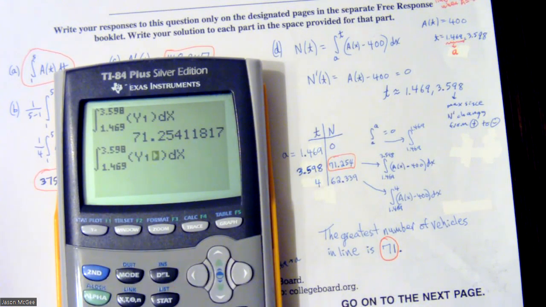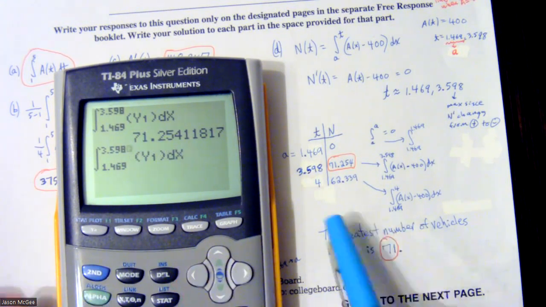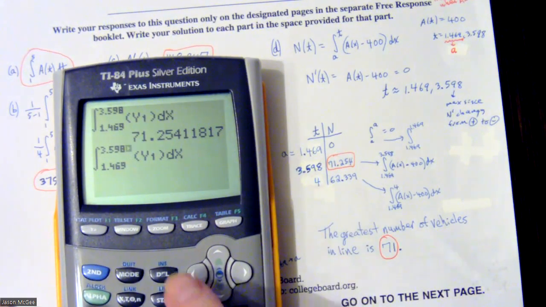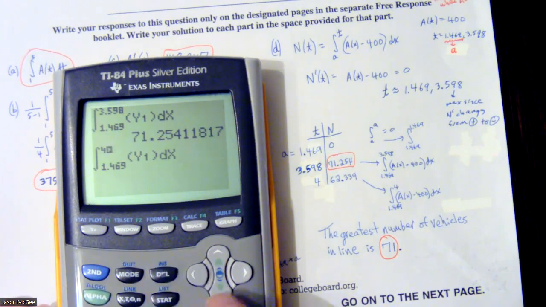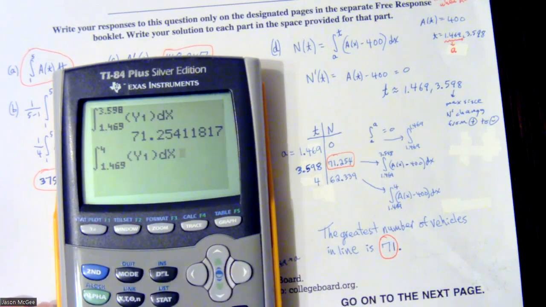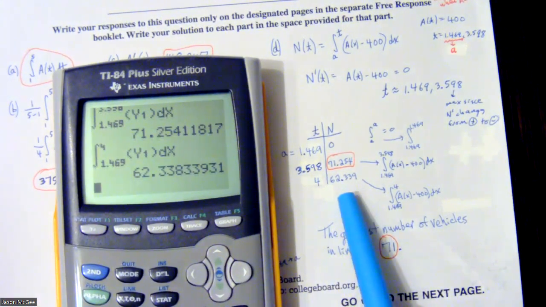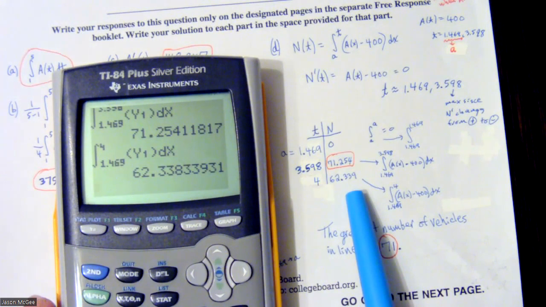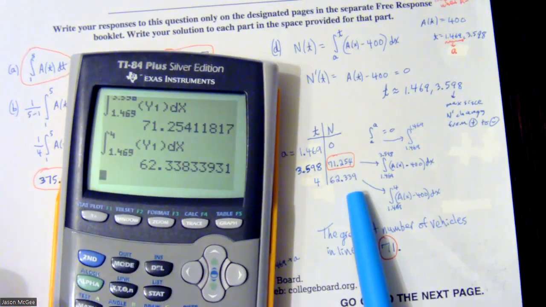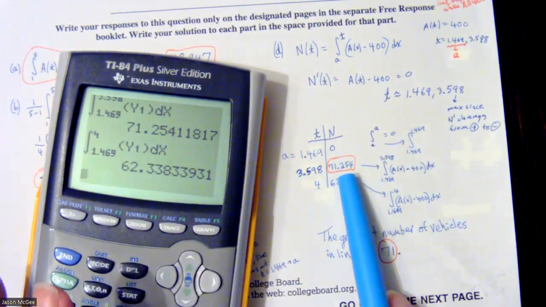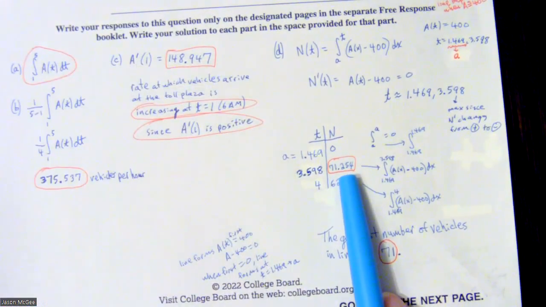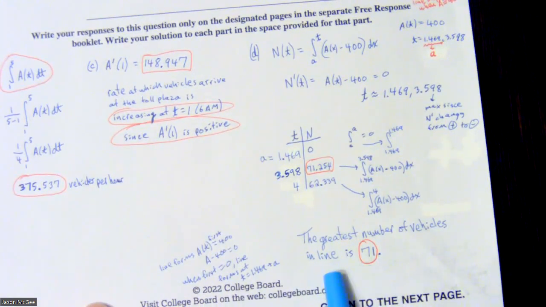And now we're going to go from our starting time of 1.469 to T equals 4. So I'll just delete these numbers here. And notice that's giving us the 62.339 number there. So what we're looking for is the very highest number, because it says what's the greatest number of vehicles in the line right there. So we didn't quite make it to 72 vehicles. That means the greatest number of vehicles in the line is going to be 71.